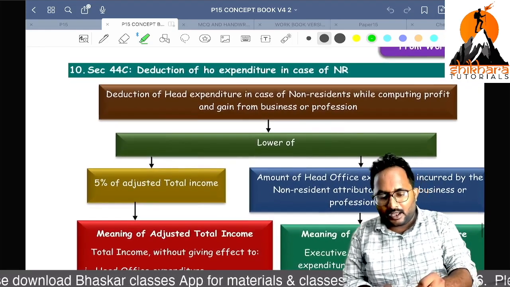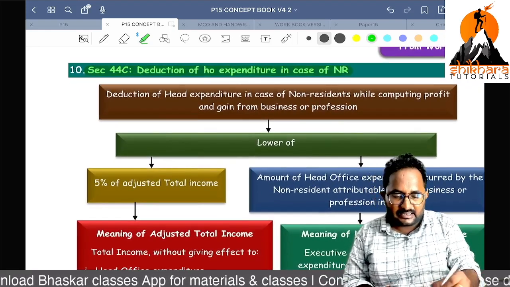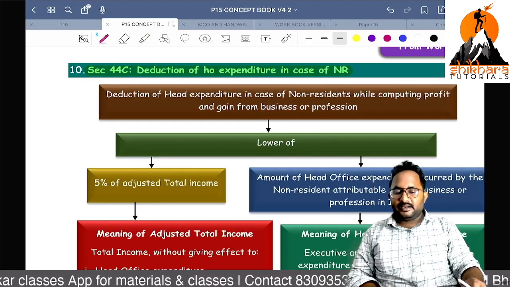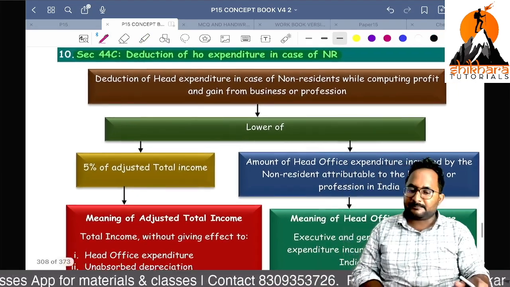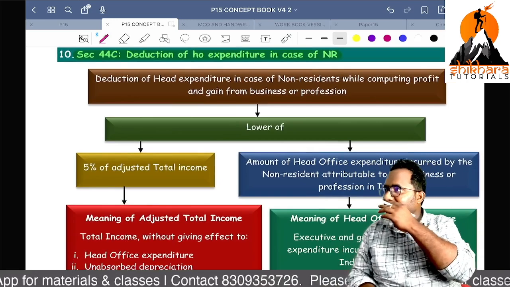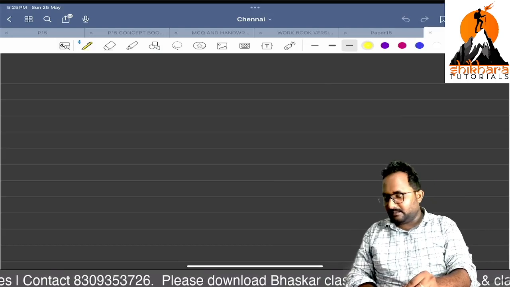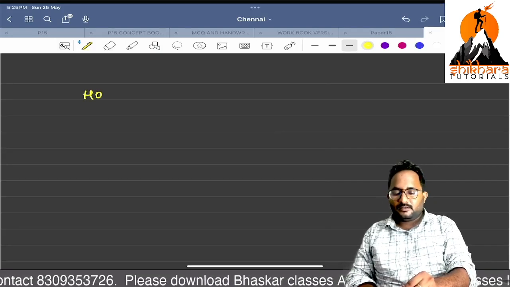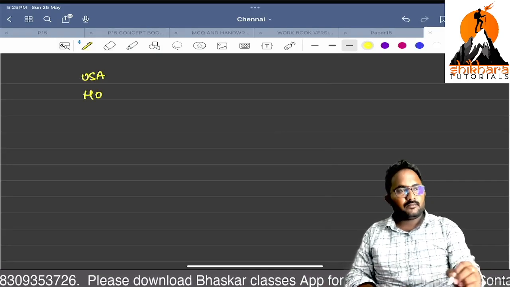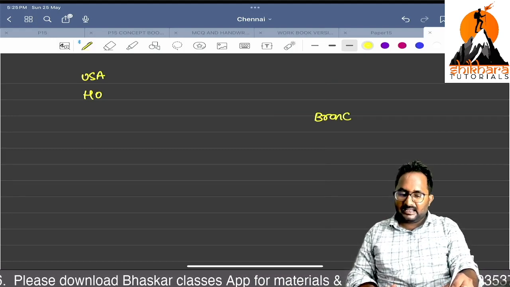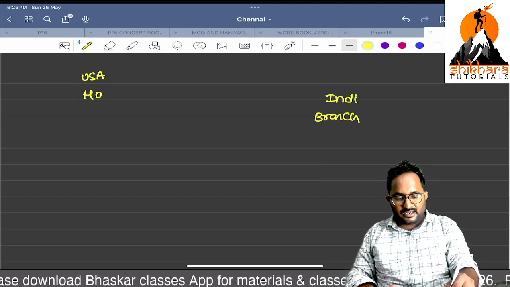Deduction of head office expenses in case of non-resident. I will tell you a simple example, listen. One head office is there, that is in the USA. Now one branch is located in India.